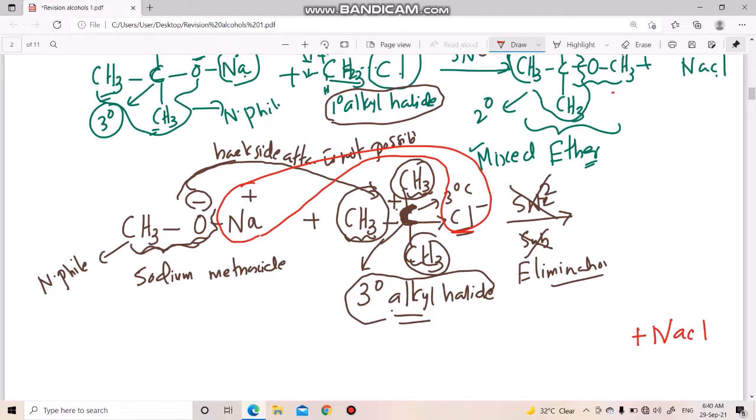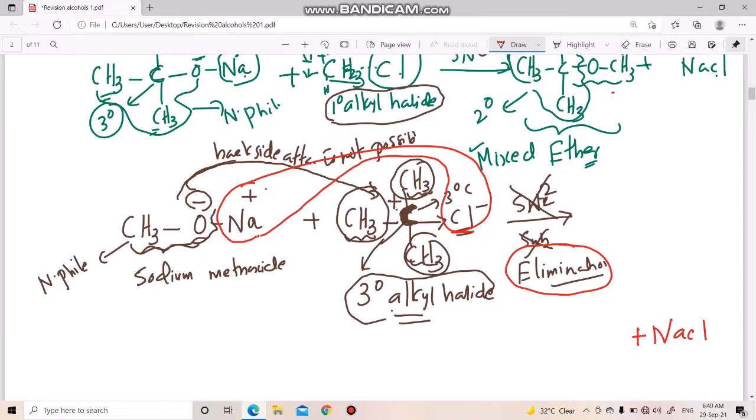Okay, and the next product is very important. I already told you substitution is not possible, so don't expect a product like the previous reaction. Here an entirely different product will form. Elimination is the main reaction. Okay, not substitution.